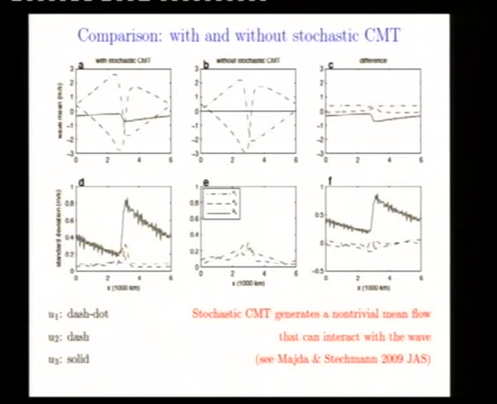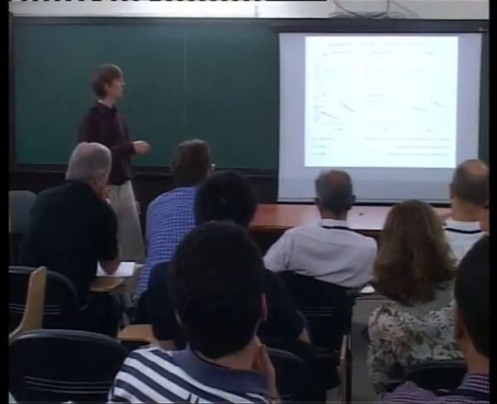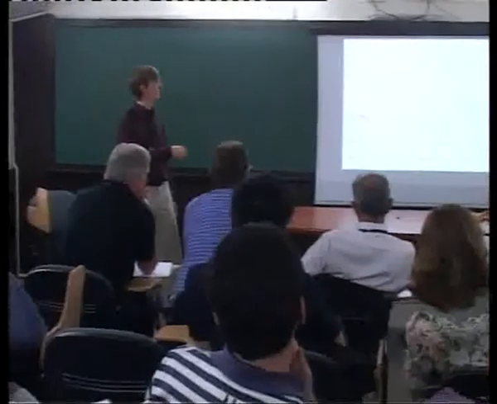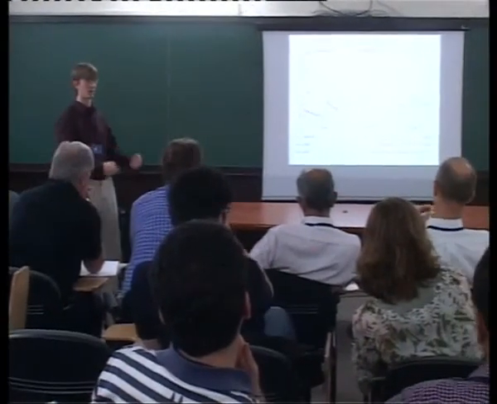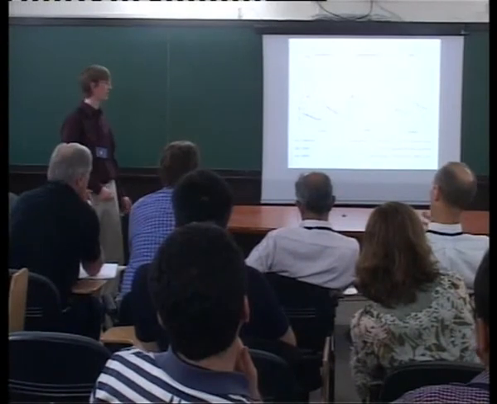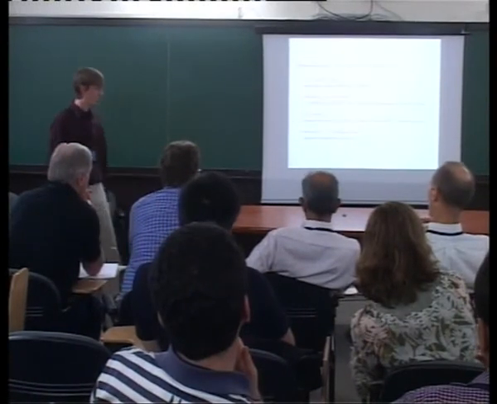You get some increase in variability from this, but not a ton in this particular simple case. One interesting thing that does happen is that the stochastic momentum transport generates a non-trivial mean flow. Comparing the zonal wind with stochastic CMT and without, and taking the difference, you get a non-trivial mean flow that develops due to having the stochastic momentum transport in there. It's kind of interesting.